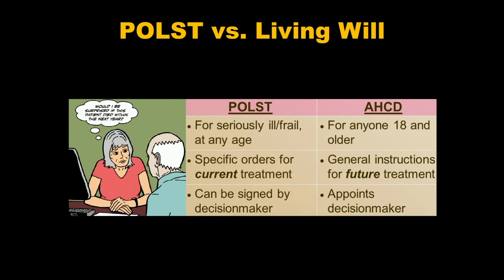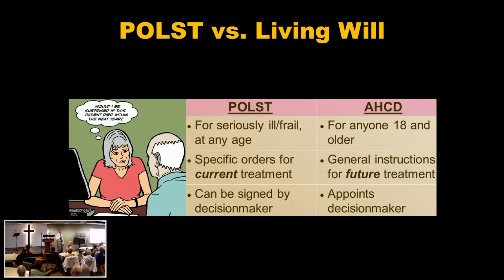So the little cloud says, that's the doctor thinking, would I be surprised if this patient died in a year? So we're going to talk about the POLST form, physician's orders for life-sustaining treatment, versus the advance healthcare directive. When you're going to be dead in a year, you get what's called a POLST form. And I'm going to hammer this in: a POLST form is specific orders. An advance care directive is your suggestions, your wishes. And in two slides, I'll show you the power of that.